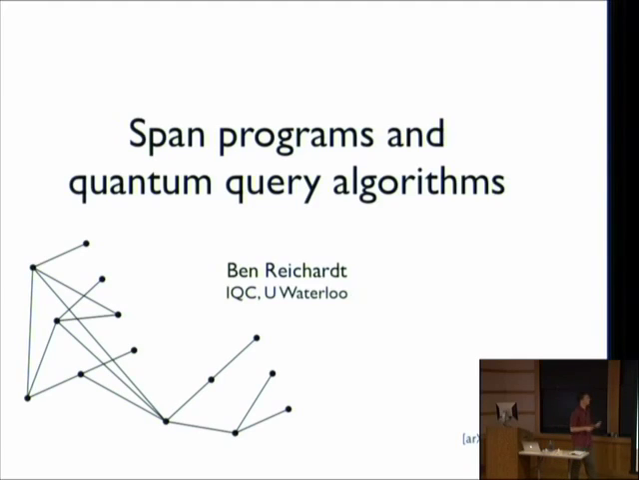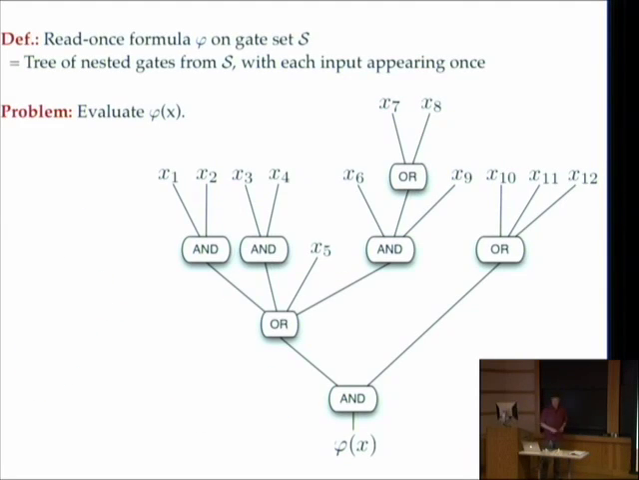The way I'm going to attack formula evaluation is by drawing a connection between two models of computation, the model of span programs and the model of quantum algorithms. The main results of this talk will apply to arbitrary Boolean functions, but I thought I'd start by giving the motivating example, which is this formula evaluation problem.